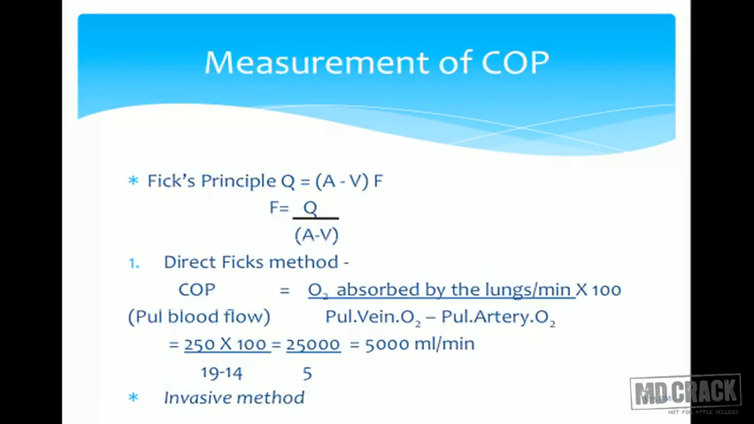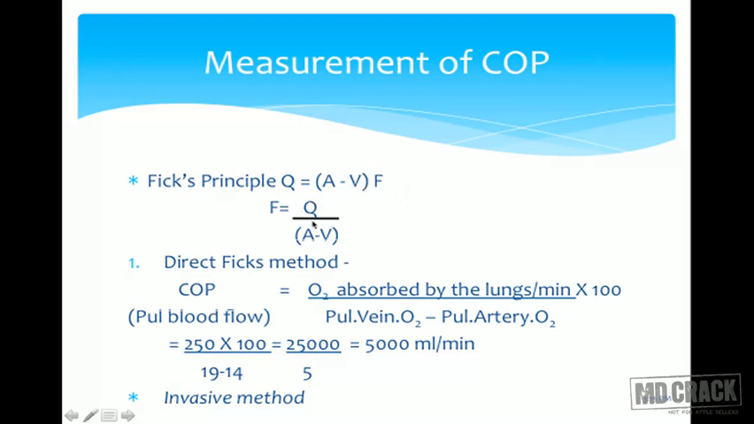Now we will see about the measurement of the cardiac output. How the cardiac output can be measured. Cardiac output is measured by the Fick's principle. As you can see in this slide, what is the formula for the Fick's principle? Q, that is the amount of substance taken up by any organ, will be equal to the difference between the arterial and venous value of that substance multiplied by the flow.